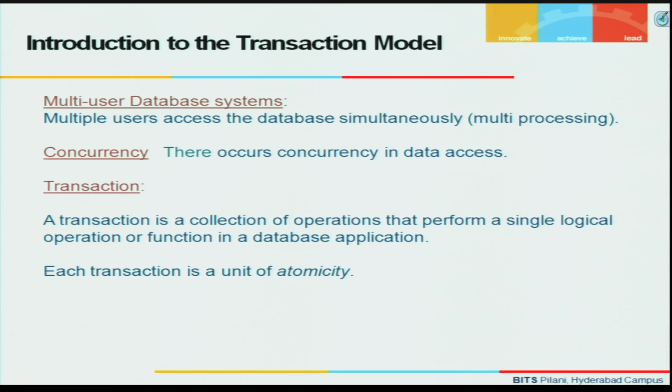Multi-user database systems. Multi-user systems allow multiple users to access the database simultaneously to provide multi-processing, and the advantage of this is increased throughput. That is, if multiple users, applications or transactions are accessing the database at the same time, it is definitely going to increase the throughput. At the same time, it is also going to create some problems with respect to consistency of the database, and concurrency in data access.